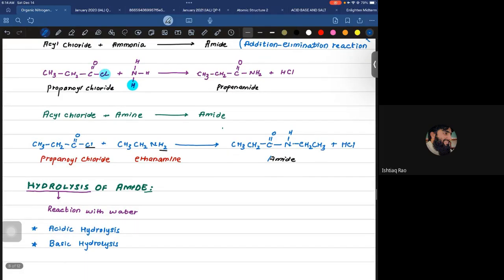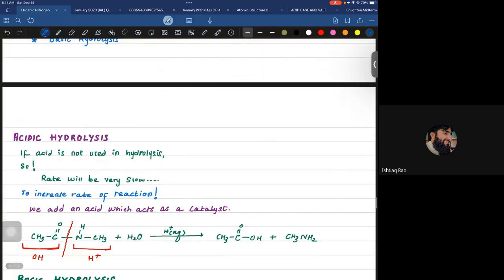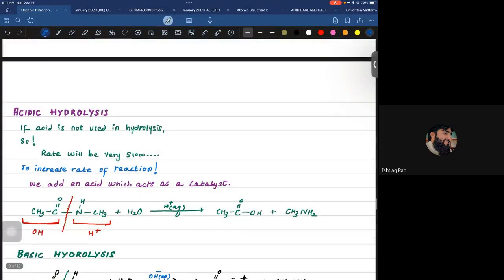In acidic hydrolysis, we would be adding acid as a catalyst, and in basic hydrolysis, we would be adding a base. Obviously, acid is used as a catalyst. Let's suppose you are going to do hydrolysis and you do not add acid. As you know, a catalyst lowers the activation energy and increases the rate of reaction. If you do not add a catalyst, the rate would be very slow. So to increase the rate of reaction, you are supposed to add a catalyst, that is your acid.